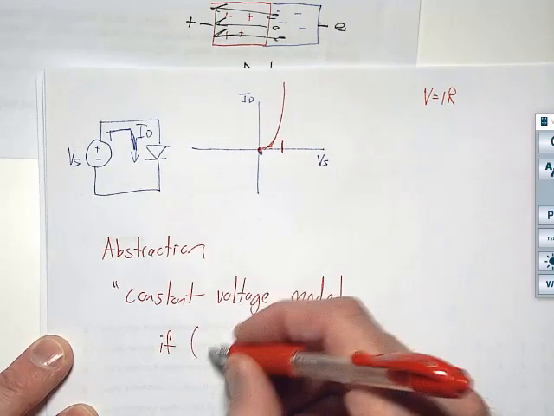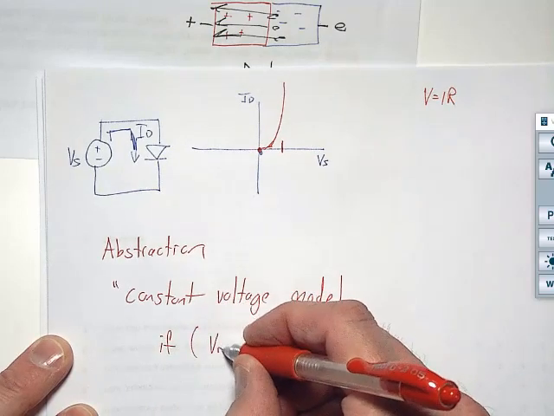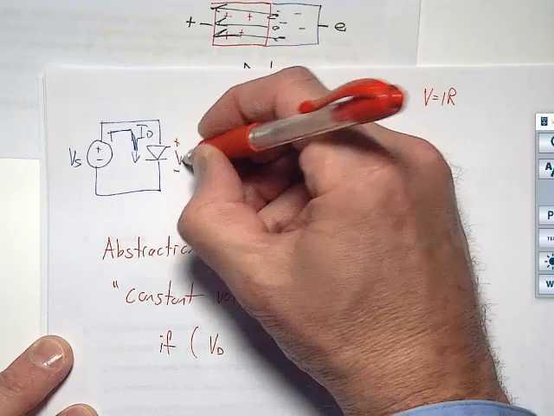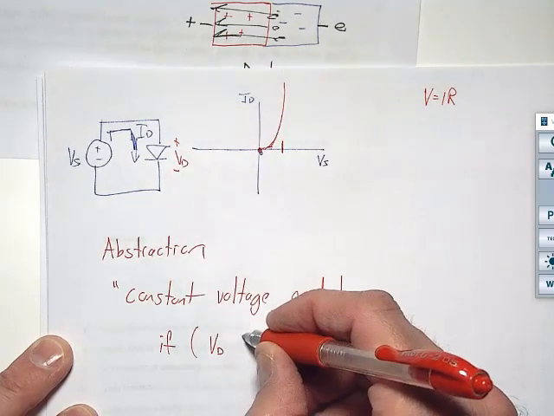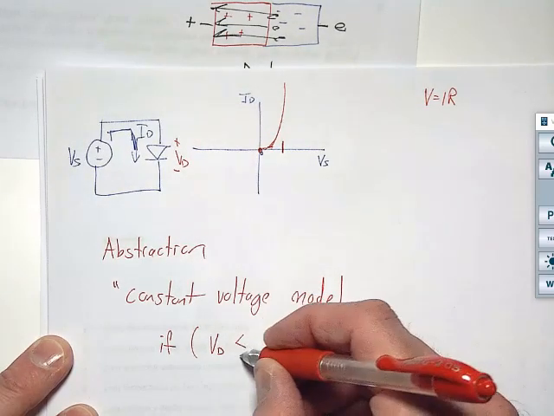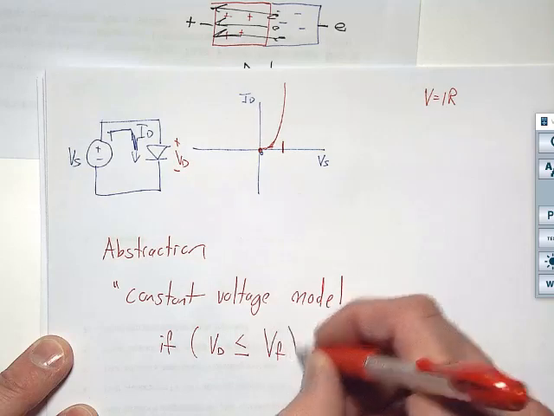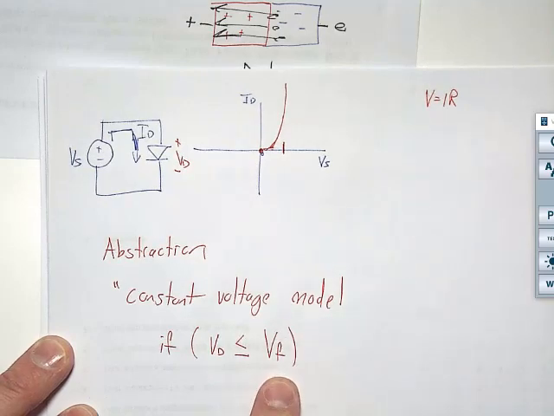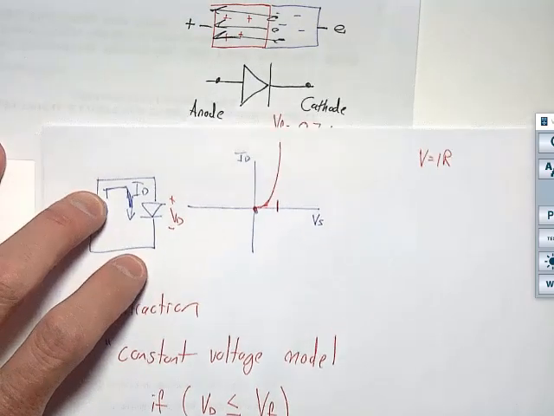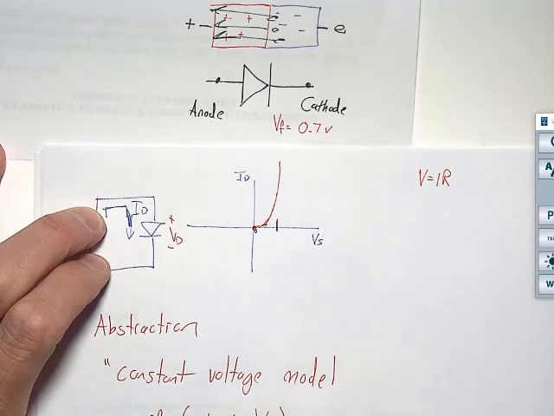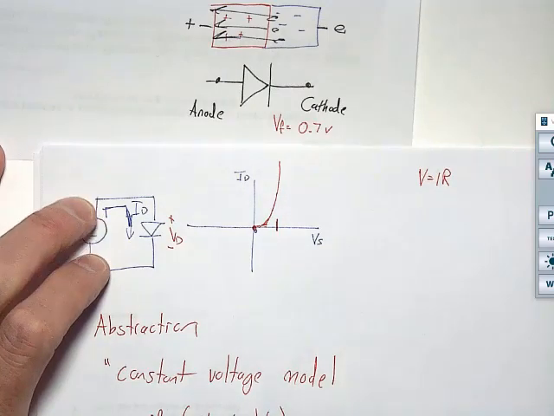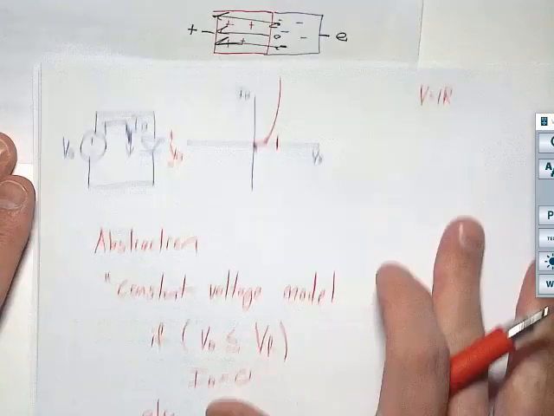If V, we'll call it V diode, is less than or equal to the forward voltage spec of the diode, that little guy up there, then ID equals 0. Else, ID is greater than 0. Okay? We'll get that puppy right on there.